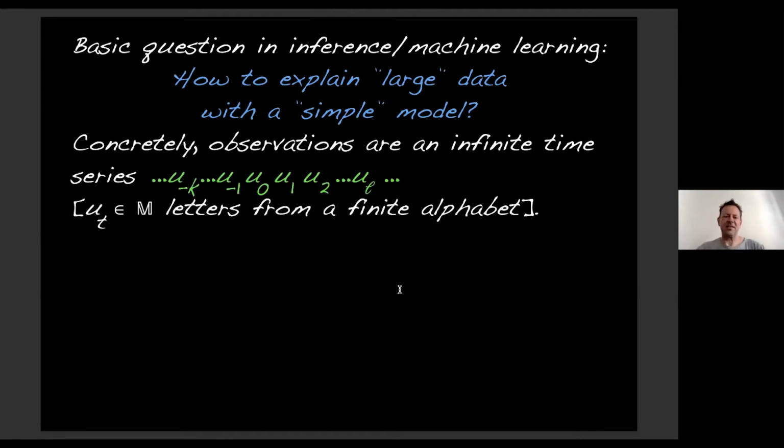So, our mathematical framework is that we are observing a potentially infinite time series, and obviously we only see a finite chunk of it. And this u_t is what we see at time t, letters from a finite alphabet. I call this M here. I don't know why it was M, but I guess it comes from notation in the paper.